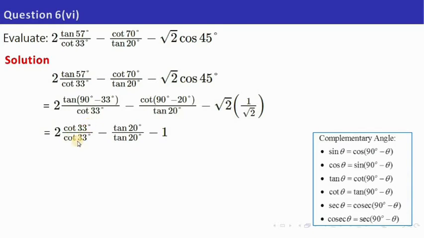So this and this get cancelled. So this is 2 into 1, that is 2, right? Similarly, this and this get cancelled. So we have 1 here, right? So 2 minus 1 and minus 1. If you simplify this, you'll get 0, right? So my answer for this particular question is 0. So you may pause the video to note down.